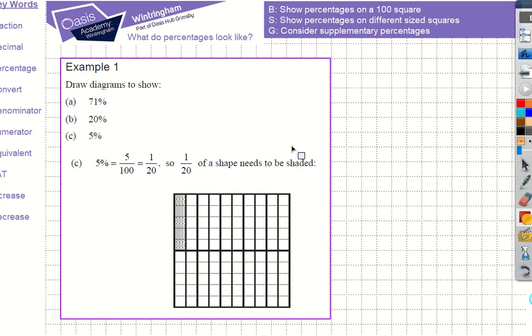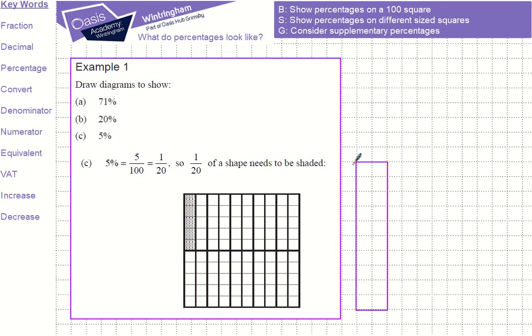Another method that you could have done would have been to make a diagram with 20 squares, like that, and then just shaded one of those. So if you're feeling a little bit more of a challenge, you can make your diagrams that aren't out of 100. If you're just starting to get the grips of this, then you can use 100 square, that's fine.